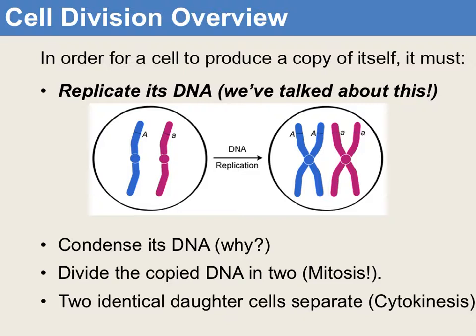Okay, so for cell division to happen, you need to replicate the DNA. That means we have 23 pairs of chromosomes. 22 are identical. Those are called autosomes. And then there's one pair of sex chromosomes, X and Y. Females have 2 X's. Males have an X and a Y. And so males are actually the heterogametic sex, and we'll talk more about that.